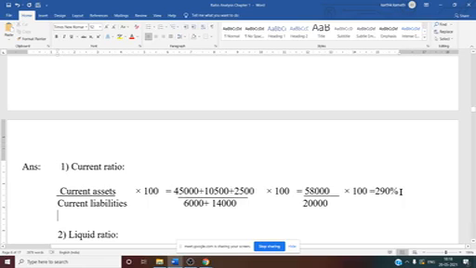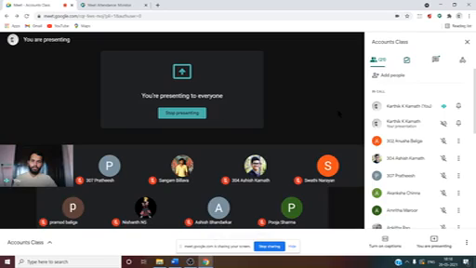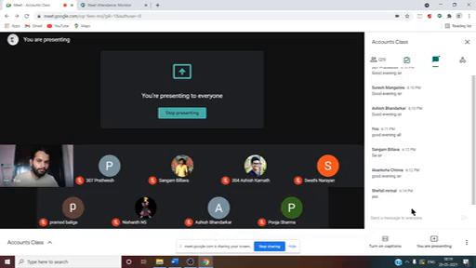So this is in terms of percentage. So if you want to write in terms of ratio, then how you will write the ratio? Can anyone tell me? 290%, how you can show in terms of ratio? Can you comment in the chat box here? How you can show this in terms of ratio? Percentage is 290%. We have just now calculated this current ratio answer 290%.